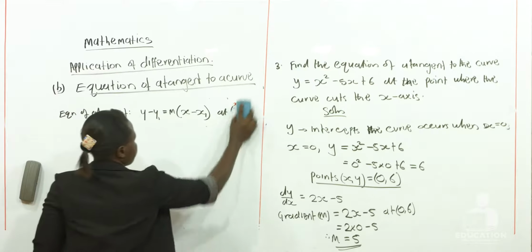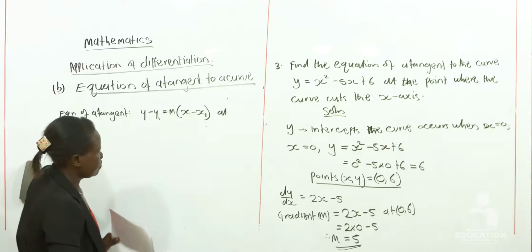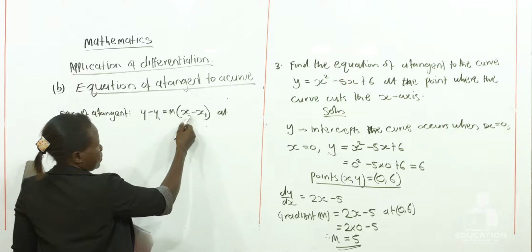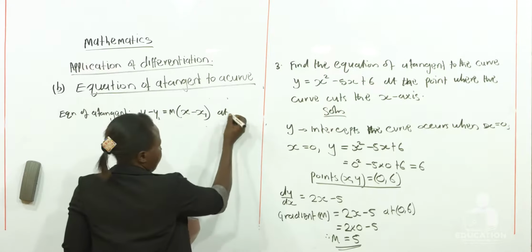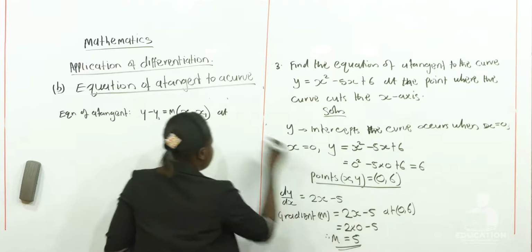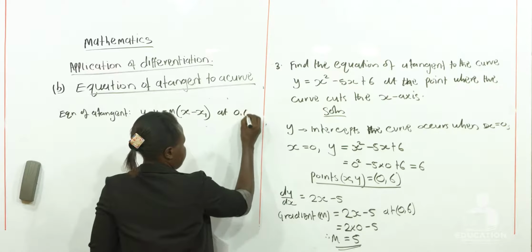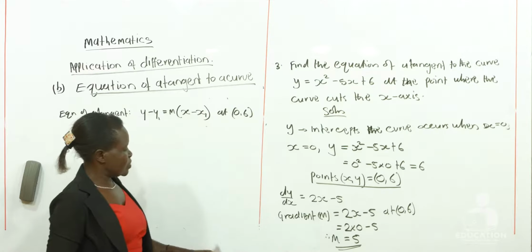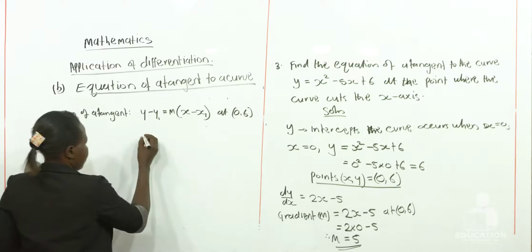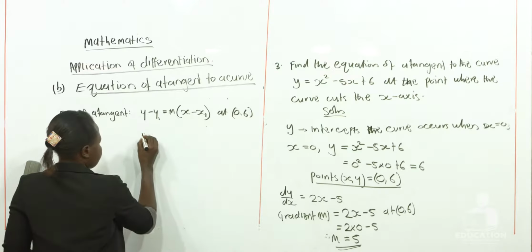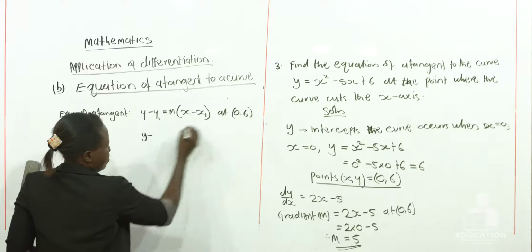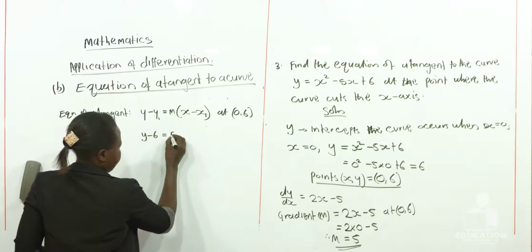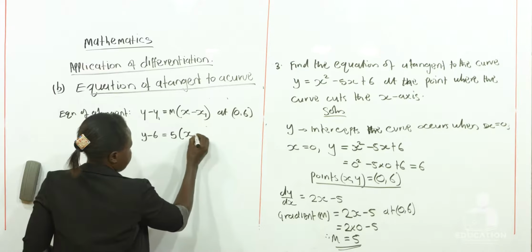After getting the gradient, it becomes easy to write the equation of a tangent. Our equation of a tangent will be y minus y1 equals m into x minus x1, at the point (0, 6). You substitute into the formula: y minus 6 equals m, which is negative 5, into x minus 0.